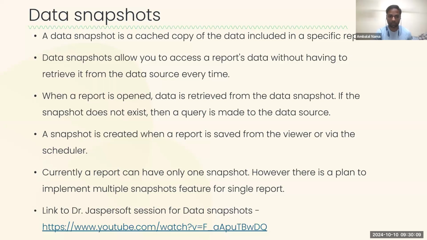Currently, we support only one snapshot for a report. If there is a filter, and you want a snapshot for a particular filter value, only one snapshot is created currently. But we are working on extending this feature to have multiple snapshots based on the filter value. To understand more details about the data snapshot, there was already a Jaspersoft session created by Navesri in the past. I have a link to that, so you can always refer to that session. Okay, I'll now hand it over to Mohit for the further slides.